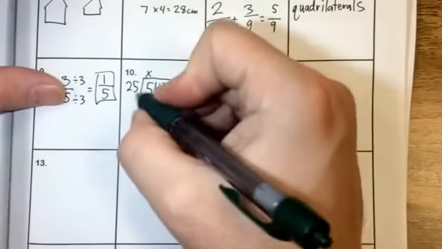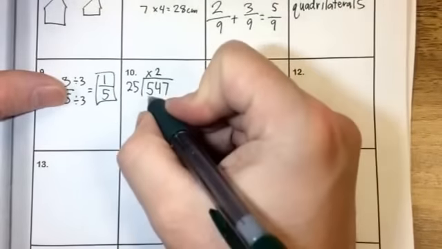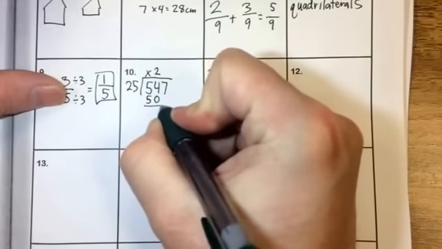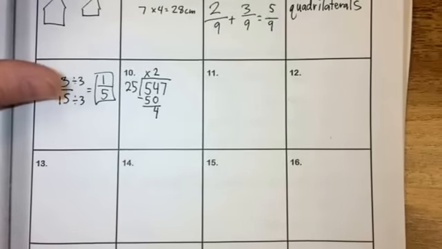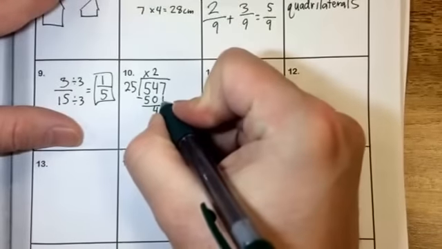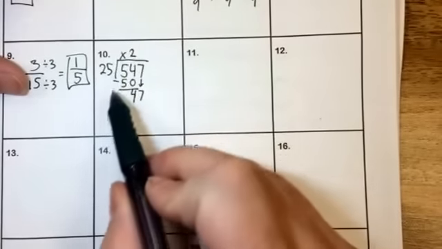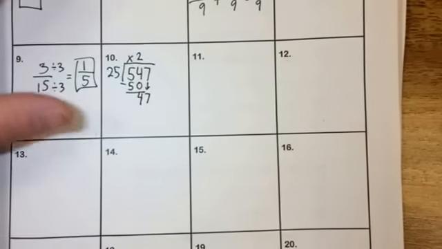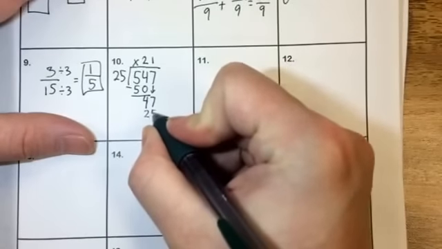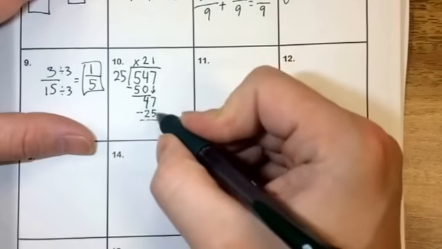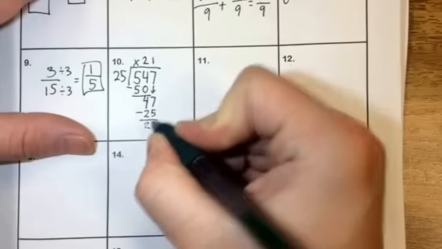Now, 25 times 2 gets us really close to 54 because 25 times 2 is 50. Subtract that out. Bring down my 4 because 54 minus 50 leaves us with 4. Bring down my 7. I cannot do 25 times 2 because that got me 50. That's going to be too big. So I can do 25 times 1. 1 times 25 is 25. Subtract that out. 7 minus 5 is 2. 4 minus 2 is 2.